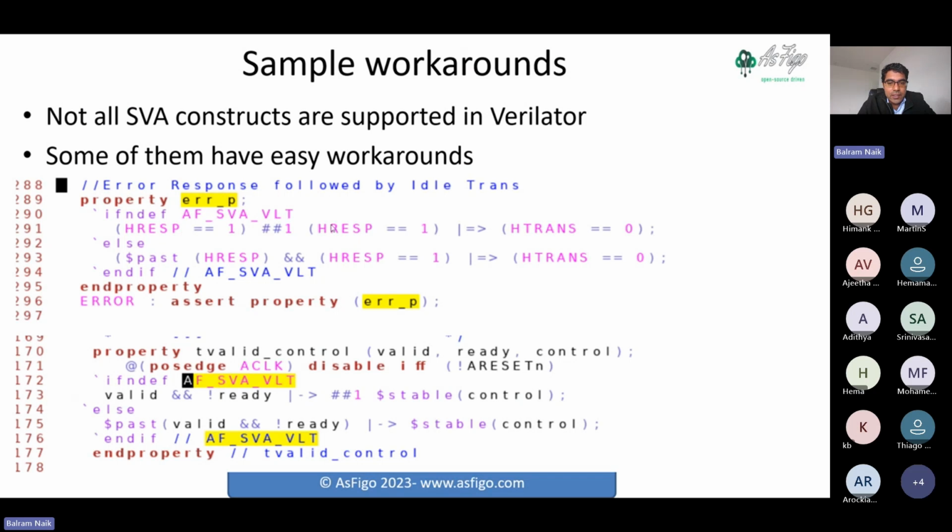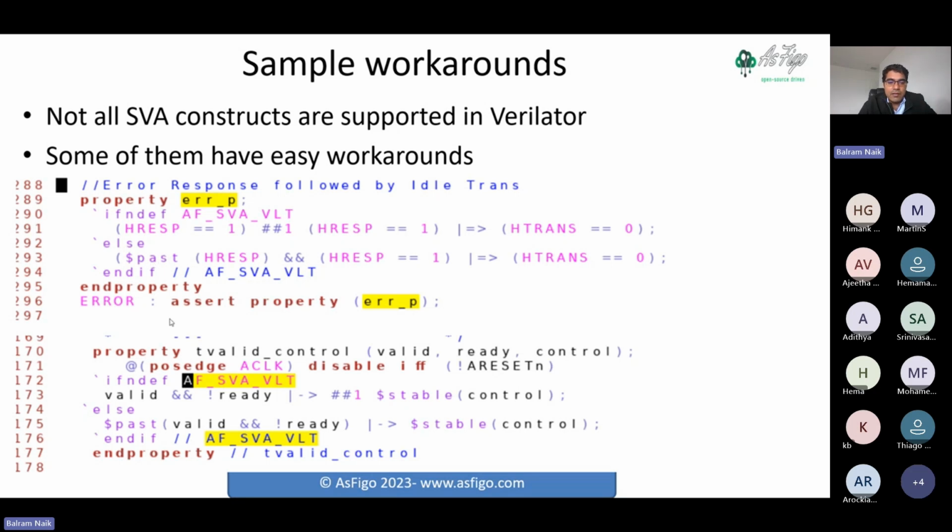For example, this is an assertion in AHB where we have an error response, and in the next clock cycle HTRANS has to go to 0. So instead of checking this one clock later and then checking HTRANS, we have to do a little tweak, saying that in the past we have to make sure that HRESP is high. The difference is just checking in the past.